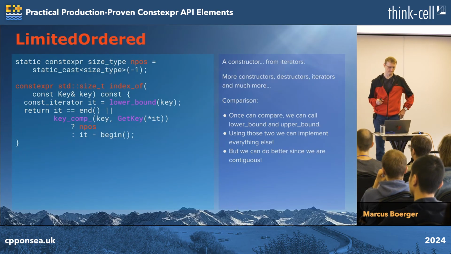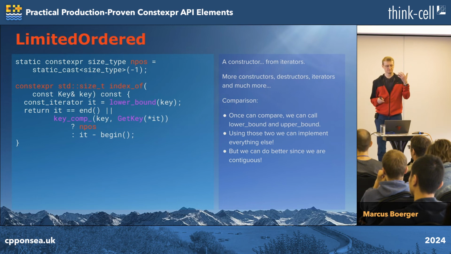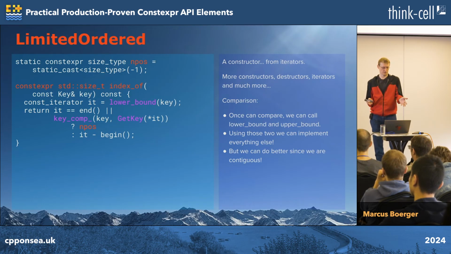All right, so index of. I said we have continuous memory because we have this array, so we can work with indices instead. So here's a version of index of that is working with lower bound and the key management. So I said all you have to do is call lower bound or upper bound depending on where you are, and you have to deal with the keys. So this is the version. Happily works, compile time, runtime.